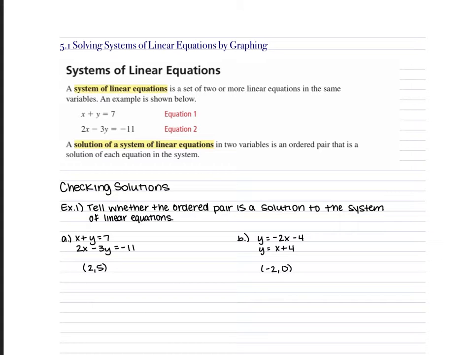The way that we're going to be going over it today is by graphing. You'll graph both of these lines on a coordinate plane, and wherever these two lines intersect, that ordered pair is your solution. The first part that we're going to look at is checking solutions, telling whether the ordered pair that's given to us is a solution to the system.